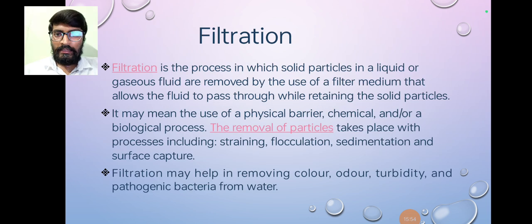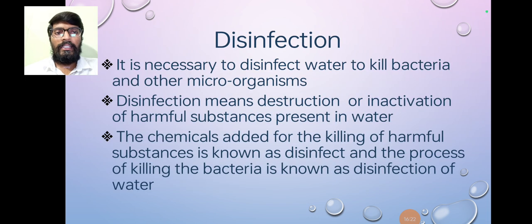In filtration, there are two types of filters: the slow sand filter and the rapid sand filter. They have similar working principles, but there is a difference in the cleaning process. The slow sand filter is cleaned manually, and the rapid sand filter is cleaned by backwashing, so it is cleaned automatically. So the next stage is disinfection.